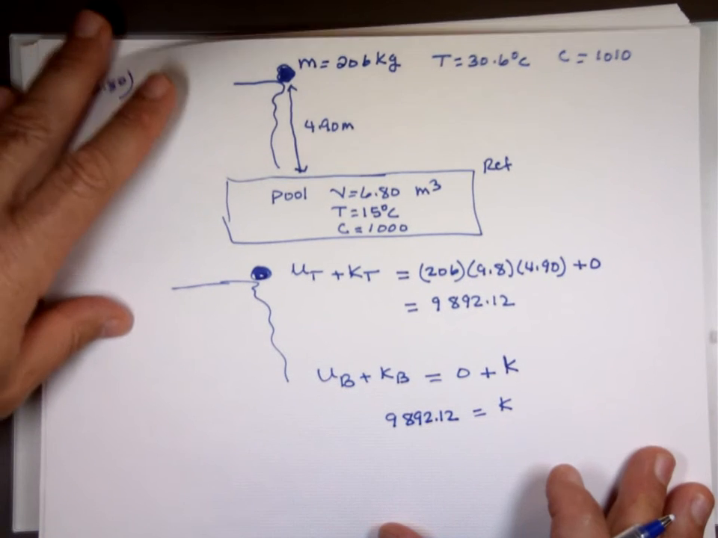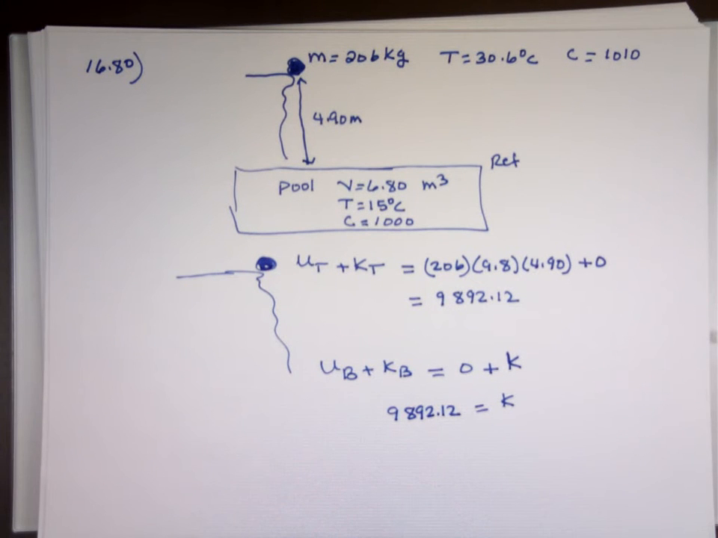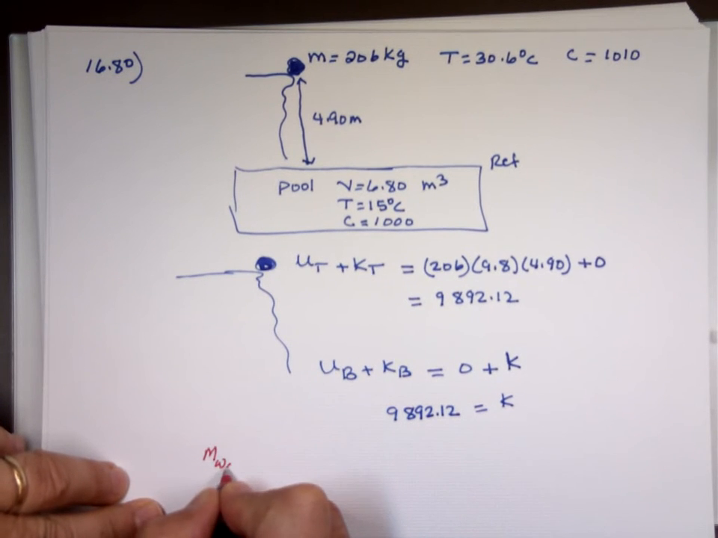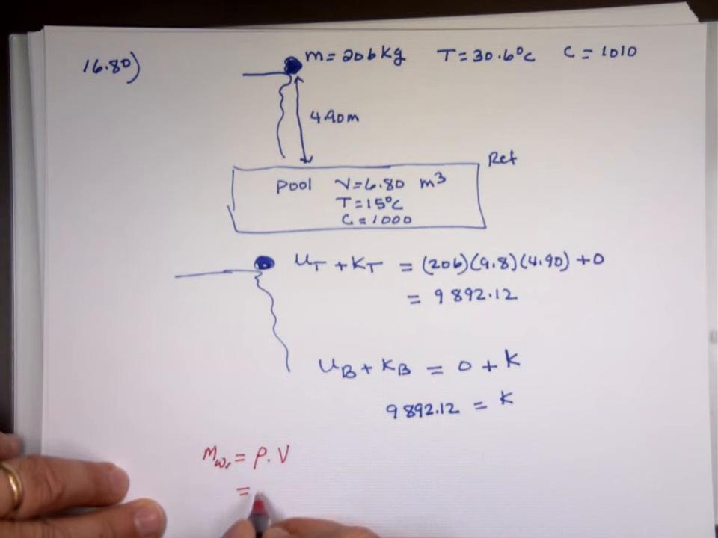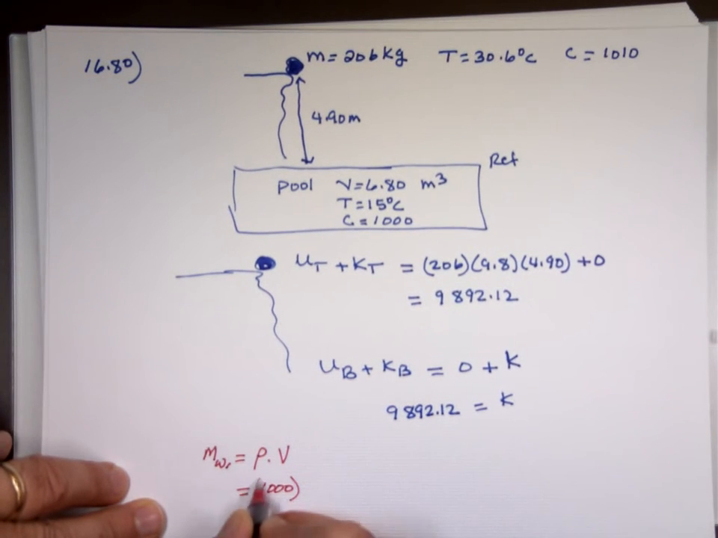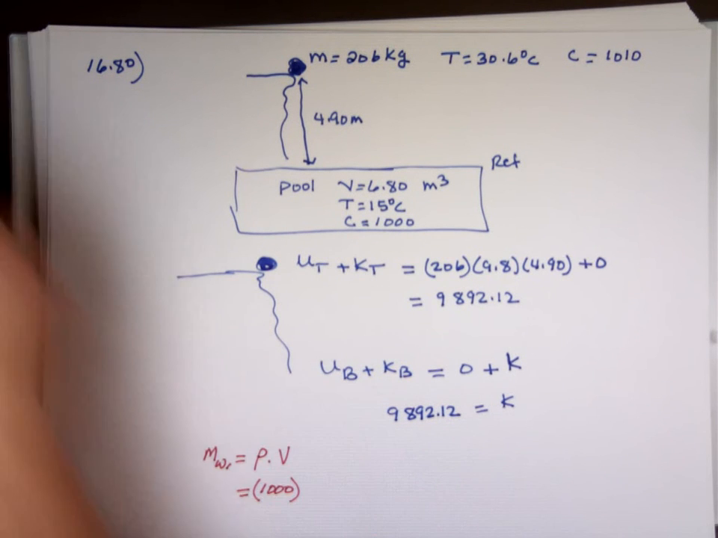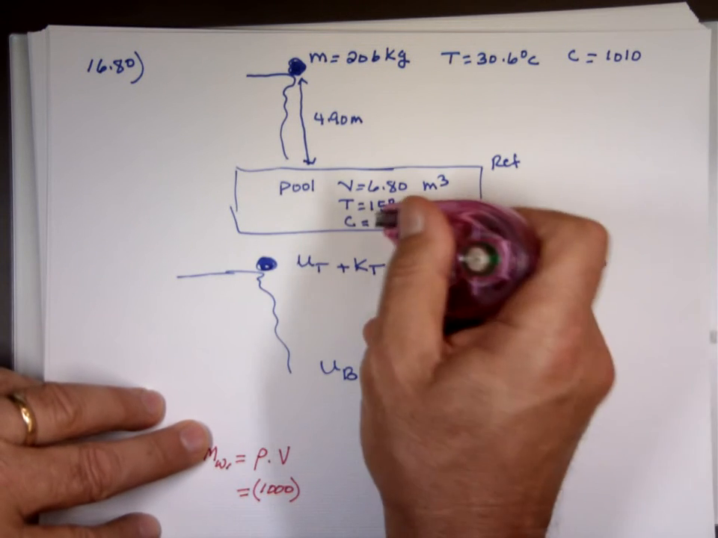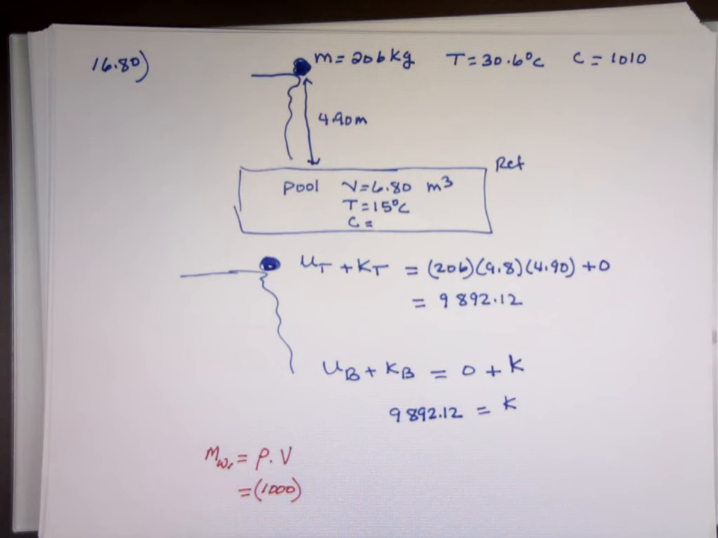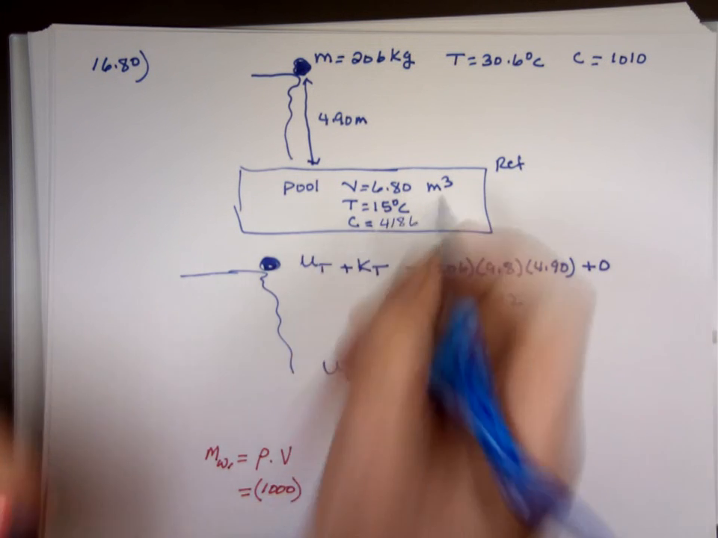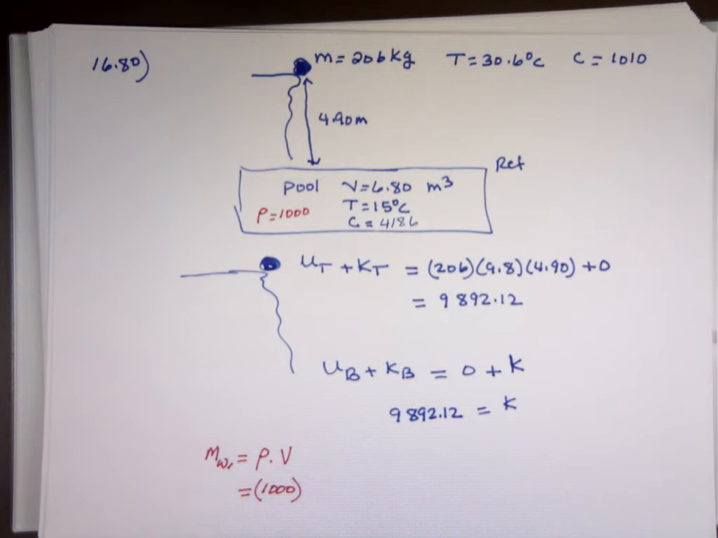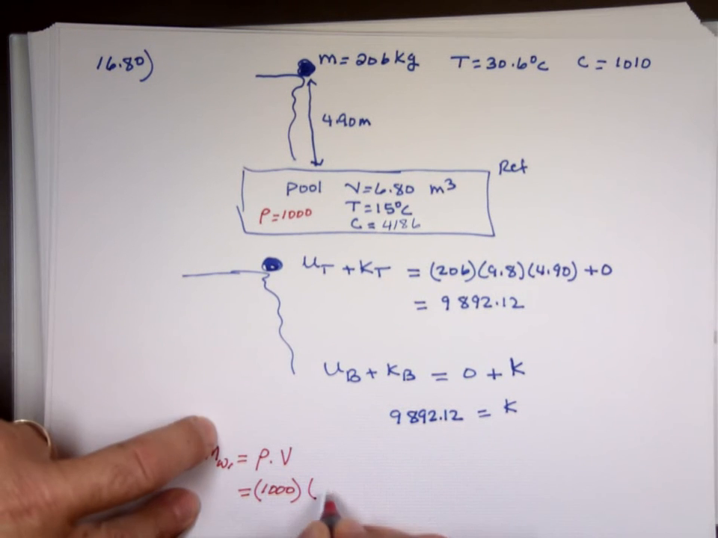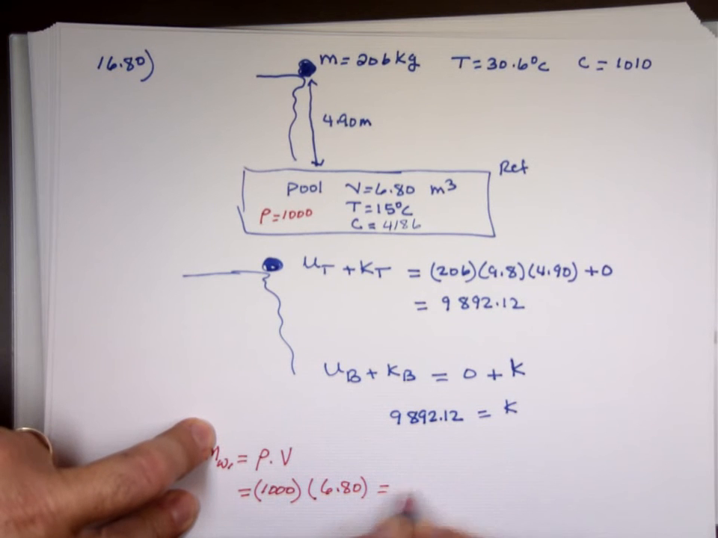Well, before we get to the water, we're going to need the mass of the water. So in case you forgot, mass of the water in the pool is equal to rho times the volume of the pool. Rho for water is 1,000. I'm sorry, specific heat for water is 4,186, right? Rho for water, the density, is 1,000, times the volume, which is 6.80. That's 6,800 kilograms. That's how much water in that pool.